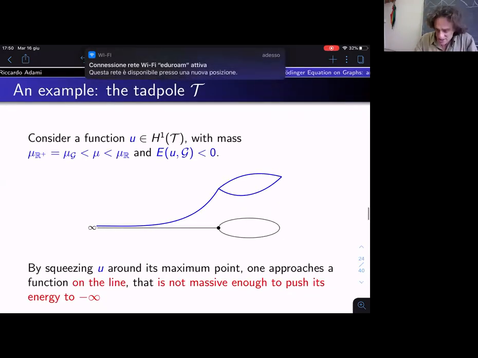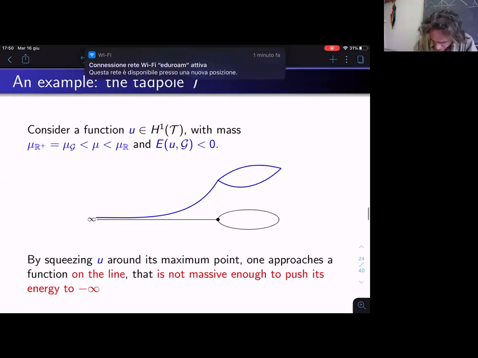Why? The simplest example here, I cannot get rid of this Wi-Fi, and so I don't have all the possibilities of notability. Sorry, I will do with blue pen.